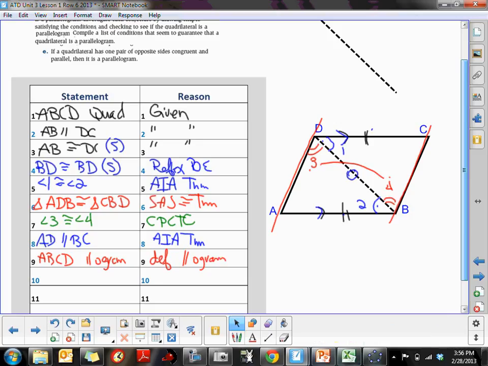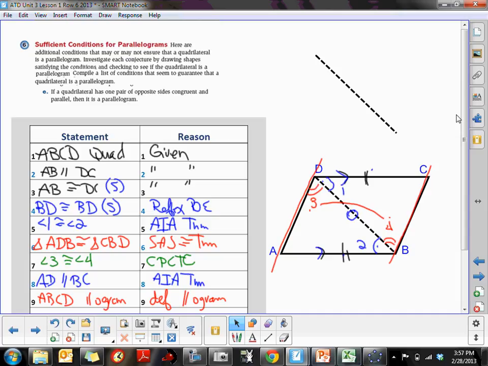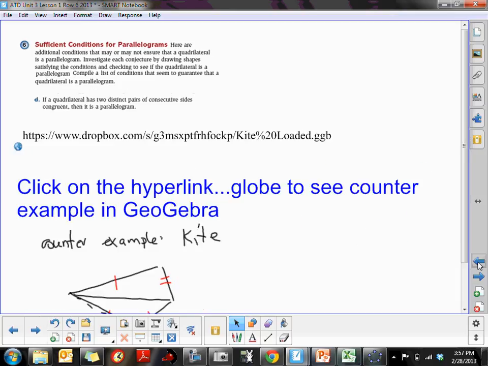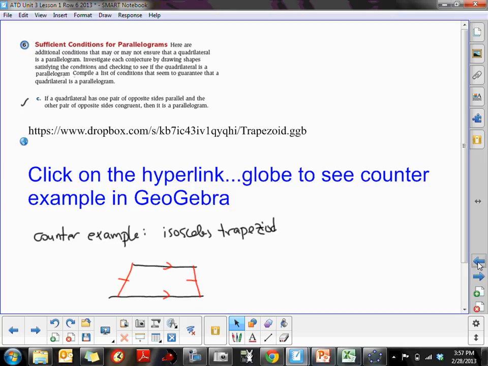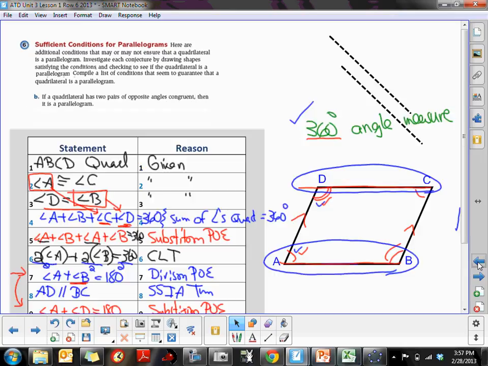So this is a condition that can prove that a four-sided figure has to be a parallelogram. Anytime you're given one pair of sides that is both congruent and parallel, it will have to be a parallelogram. So these are all things that we are going to use to help prove that a figure is a parallelogram. So let's recap some of the ways that we can do it. Number one, we can prove that one pair of sides is parallel and congruent. This was not a condition that worked. We had a counterexample for a kite. This one was not a condition, and the counterexample was an isosceles trapezoid.